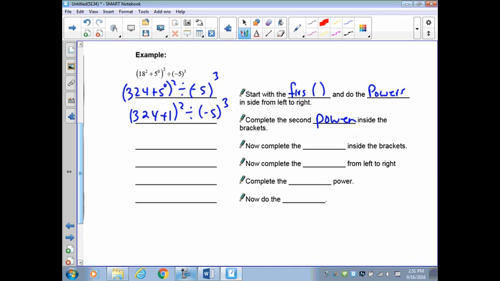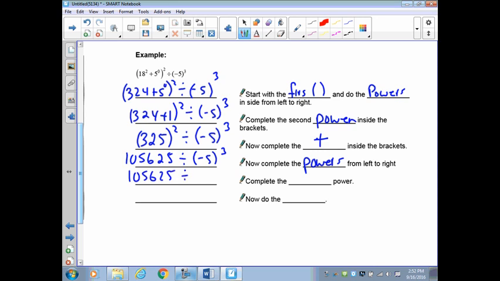So now I've got rid of all my powers. I can now move into my adding. 324 plus 1 is 325. Don't forget, I still have my squaring to keep track of and my negative 5 cubing to work with. So now I have a choice between powers, or exponents, and division. So my next step would be to do the powers from left to right. So 325 squared is next, and that means 105,625. And I haven't done my negative 5 cubed yet. That is next.